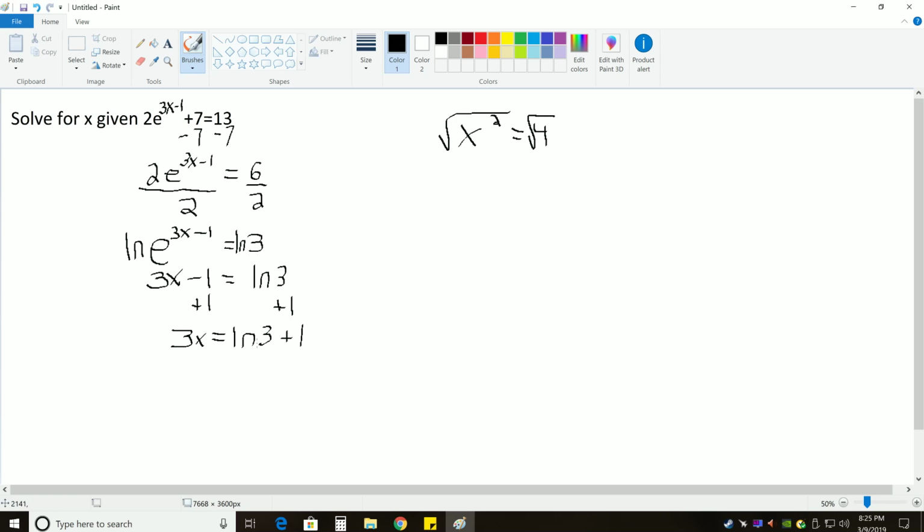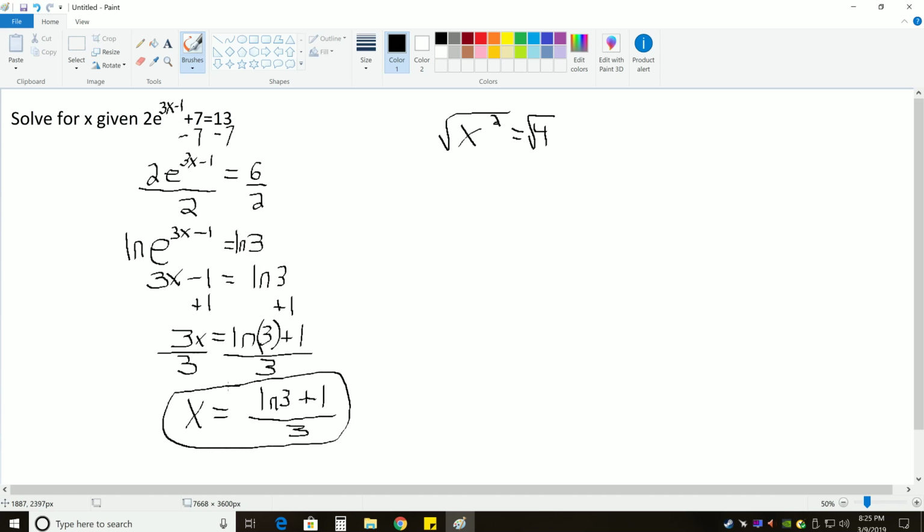That plus 1 is not inside of the natural log. You could technically write it like this if you preferred, to show that just the 3 is in the natural log. And now finally, we're going to divide each side by the number that's in front of our x, which is our 3, leaving us with x = (ln(3) + 1) / 3. And this is the exact answer.